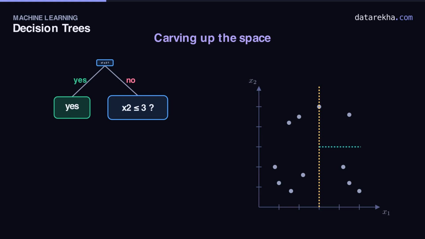Now split again, but only on the right half. Is x2 at most 3? That adds a horizontal line, but just inside the region where x1 was already above 3. Each new question cuts an existing rectangle along one axis.